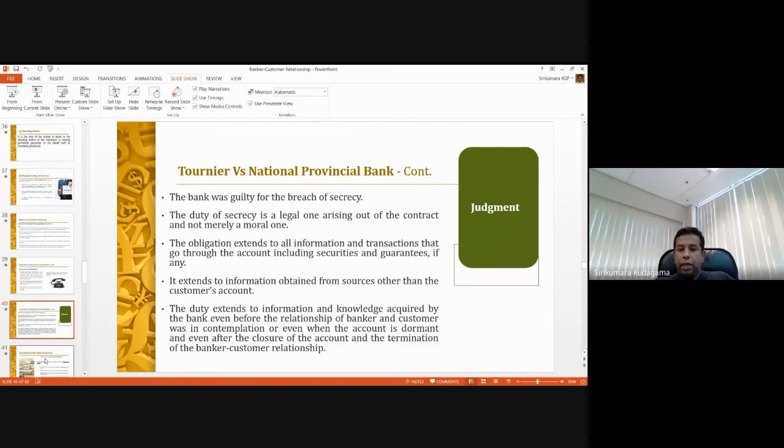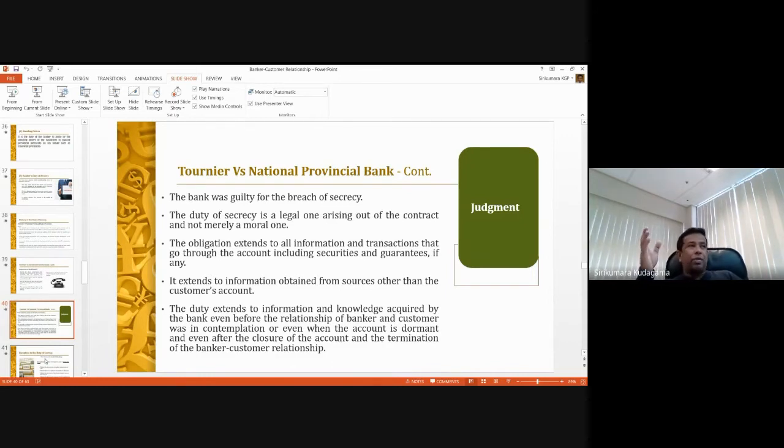The court decided that the bank was guilty of the breach of secrecy. The duty of secrecy is a legal duty arising out of the contract and not merely a moral one. One might think that the duty of secrecy is a moral duty, that the customer has divulged a lot of information about his personal accounts and credit and things like that. To protect the secrecy of that information apparently is a moral duty.